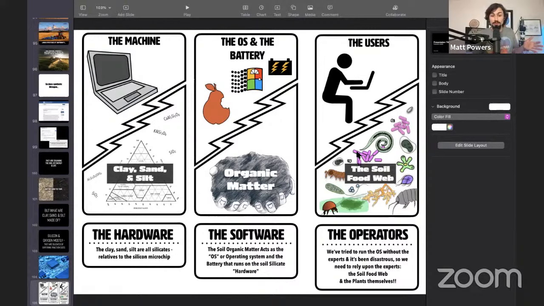So the minerals are the hardware. The software is really the organic matter, and it's actually the battery as well, because that's where the energy is stored. And then the operators truly are the microbes. We can talk to the microbes, and we can be the boss, that kind of paradigm, or we can be collaborators, but they do the fine work. They don't have fingers, but they're at the micro level where they can do the work at the scale and at the rate that it needs to be done.